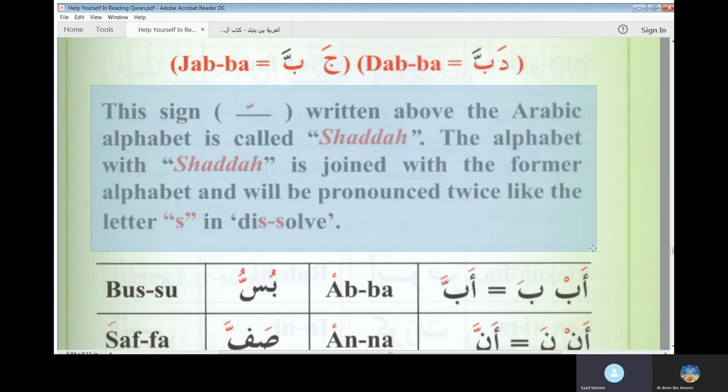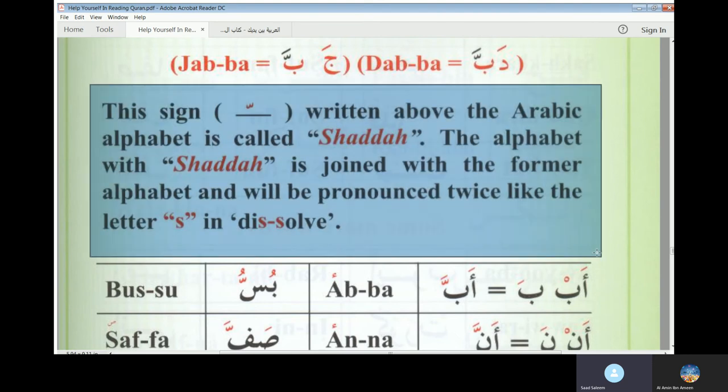Read this. First, read this statement. The sign shadda written above the Arabic alphabet is called shadda. The alphabet with shadda is joined with the former alphabet and will be pronounced twice.